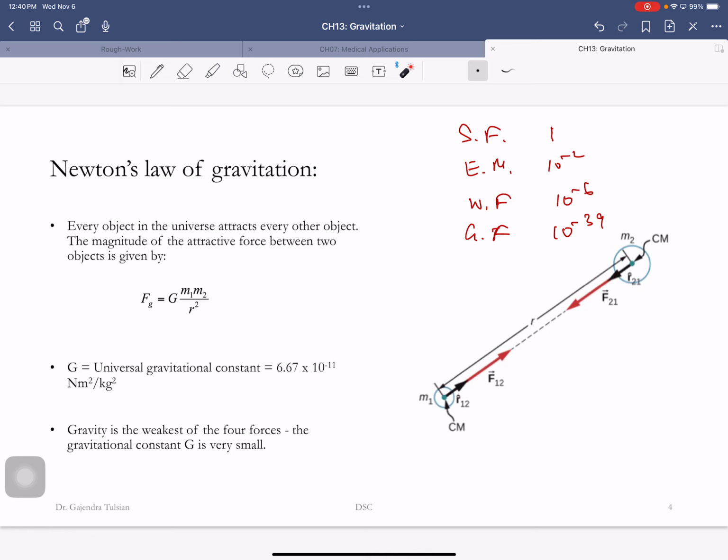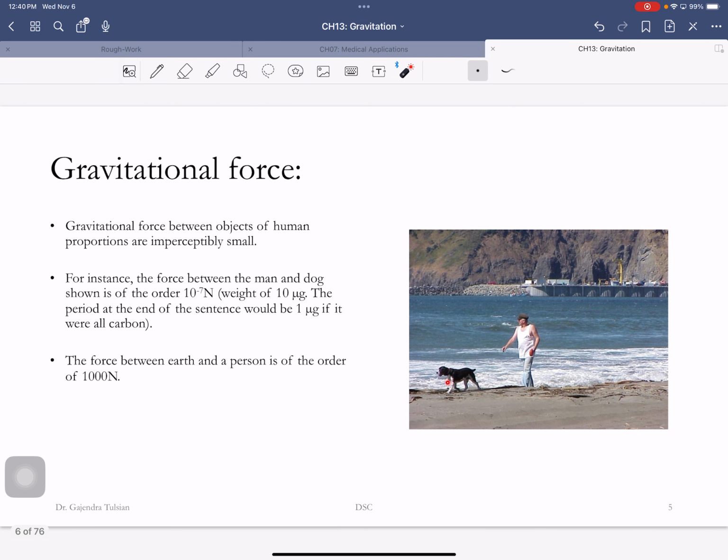If I jump off the table, I fall towards Earth because Earth attracts me with a strong force. Well, the force of attraction between Earth and me is about 160 pounds. The force between you guys is about equal to the weight of one of your hairs. So that's how weak this number is. The force between these guys is about 10 to the minus 7 newtons. The force between the Earth and you is about 600 newtons, because the mass of the Earth is large.